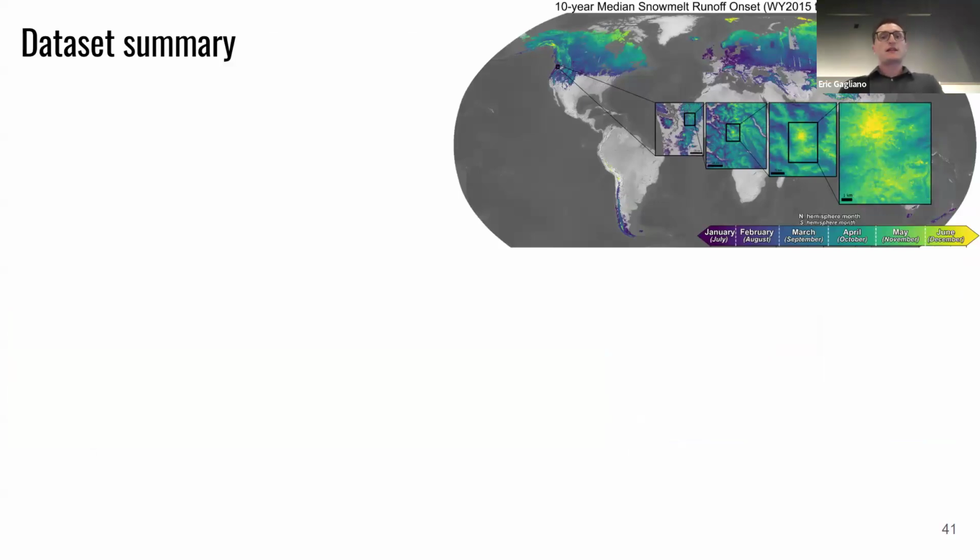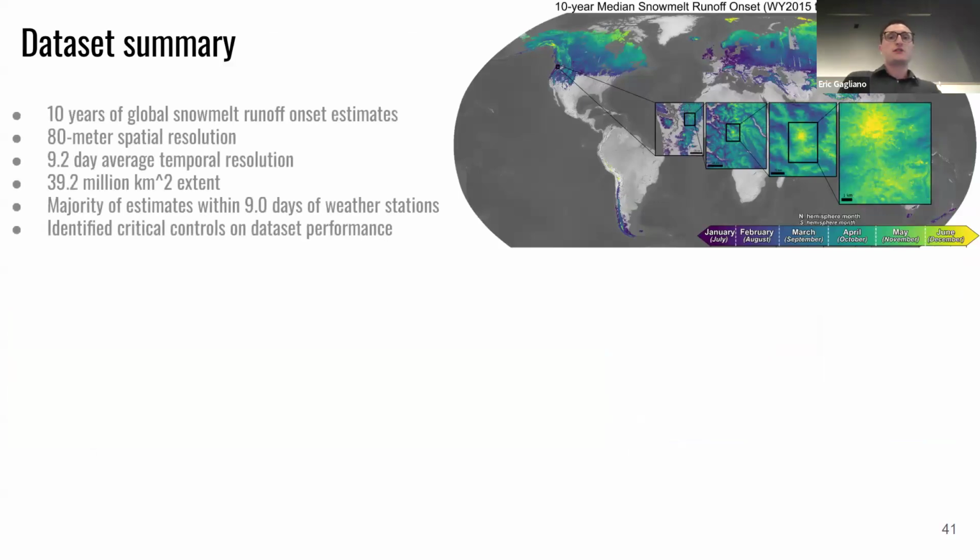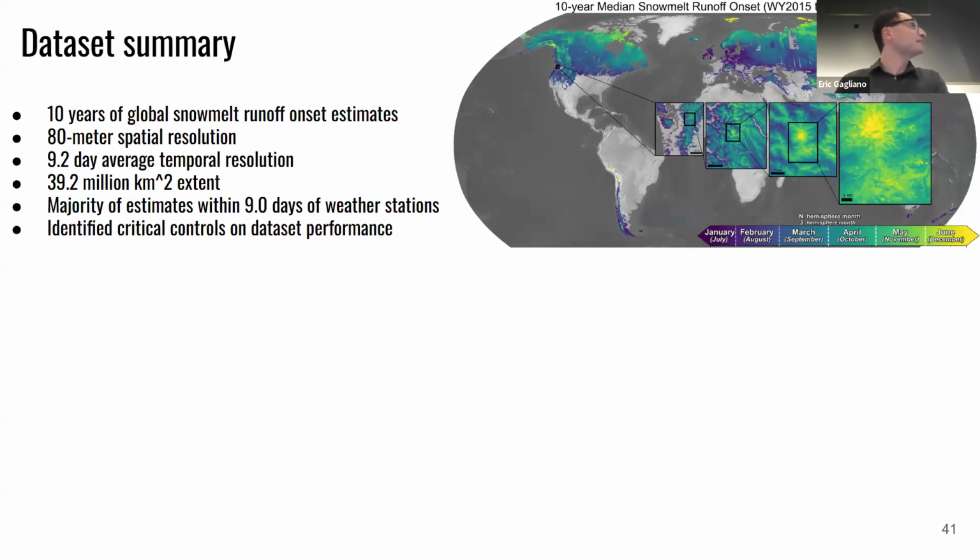So just to summarize the data set that we were able to create, this is the first global high resolution runoff onset data set that we know of. And we had to use 100 terabytes of input data, but the stats are 80-meter spatial resolution, 9-day average temporal resolution, and almost all seasonal snow on Earth is covered.